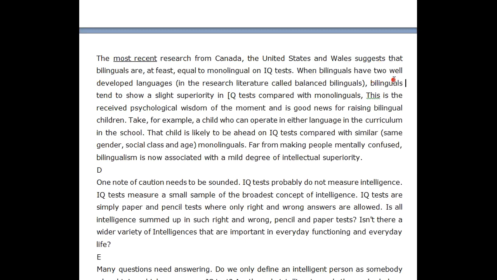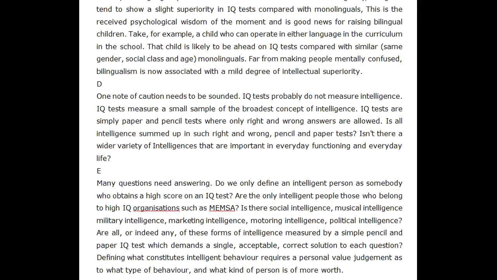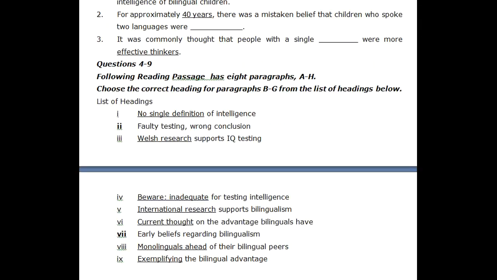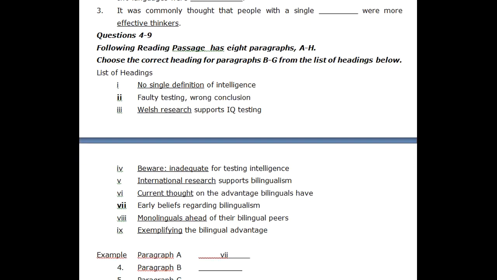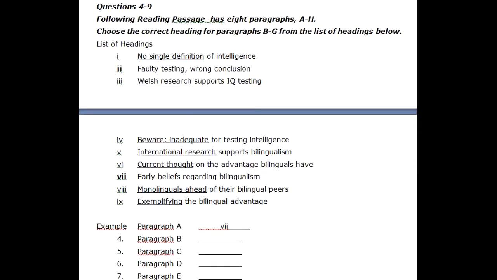When bilinguals have 2 well-developed languages, bilinguals tend to show a slight superiority in IQ tests. That means this is the answer. Let me correct it. It's IQ test. Okay, now this answer is final. That current thought is saying that bilinguals have got an advantage. So the answer for C is number 6.